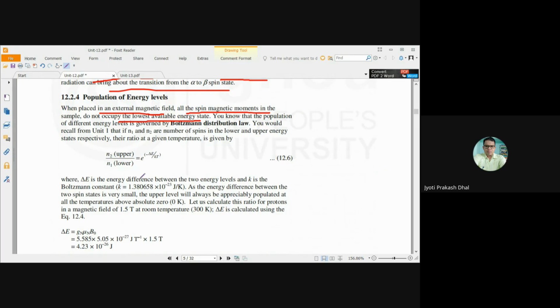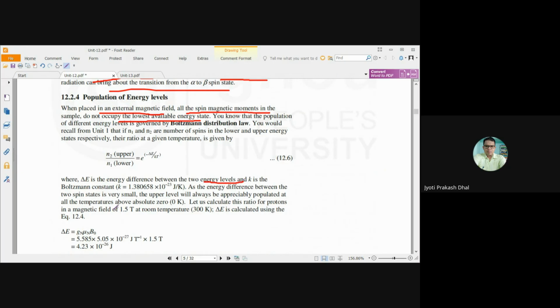Now according to the Boltzmann distribution law, the number of spins in the upper energy state, that is n upper, divided by the number of spins in the lower energy state, that is n lower, equals e to the power minus del E by kT. So this is according to the Boltzmann distribution law. Here del E is the energy difference between the two levels alpha and beta, and k is the Boltzmann constant having value 1.38 into 10 to the power minus 23 joule per Kelvin.